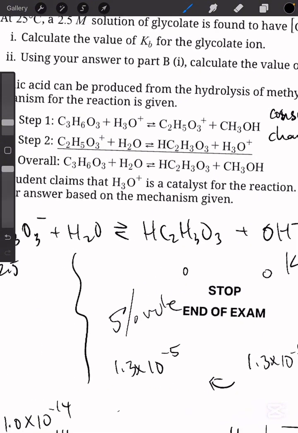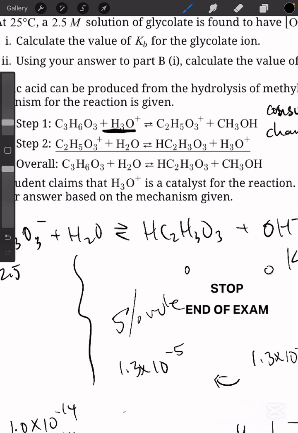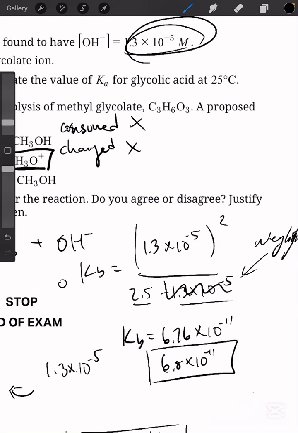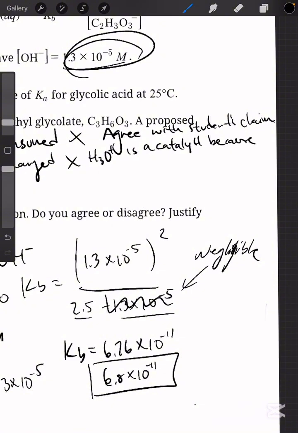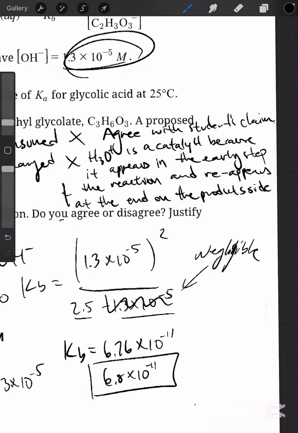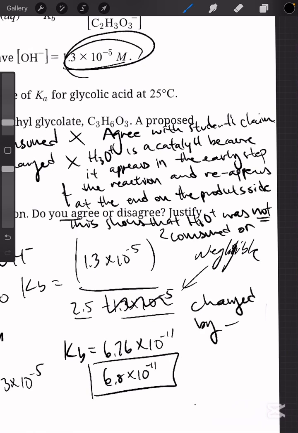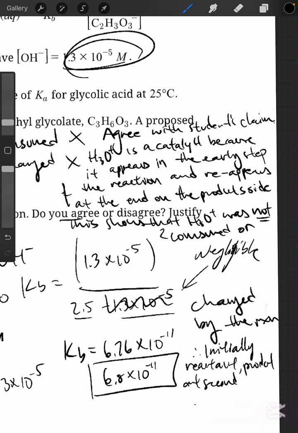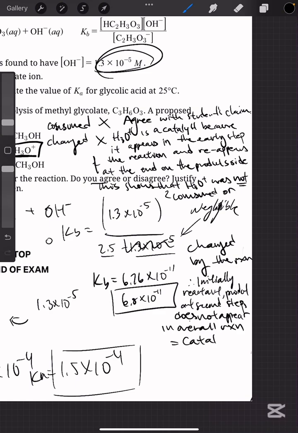So let's just see here. This is the first step of the reaction, and then the next time we see hydronium is here. So it appears in the beginning and it appears again in the end. So we can say that we agree with the student's claim. Okay, so this part I definitely wrote too much for, but basically the point is it's not consumed in the reaction. It starts off as a reactant and it comes back out as a product. So we can tell, just by the fact that it does not get consumed in the reaction, that the hydronium was a catalyst.